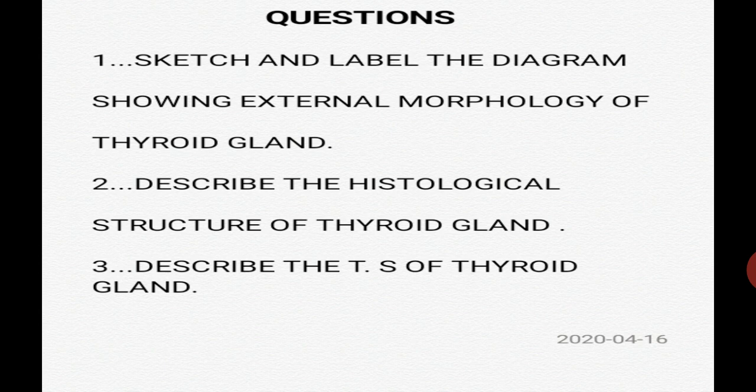Question number 2, describe the histological structure of a thyroid gland, or describe the TS of a thyroid gland, or describe the internal structure of a thyroid gland. This question will ask for 4 marks: 2 marks for the diagram and 2 marks for the explanation. For the diagram, refer to our diagram number 2, the histological structure of a thyroid gland. And for the explanation, refer to our explanation related to the histological structure of a thyroid gland. This is one of the important questions of the thyroid gland.